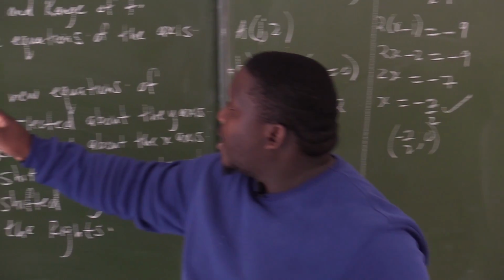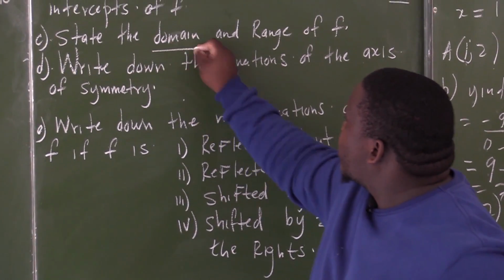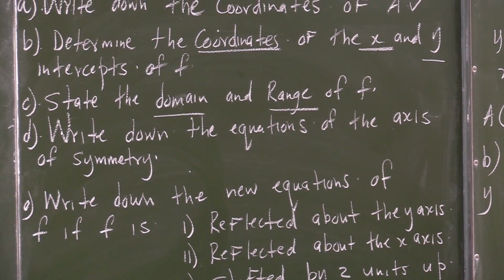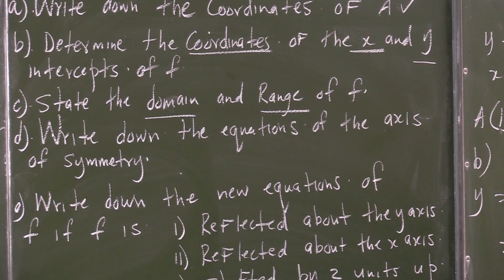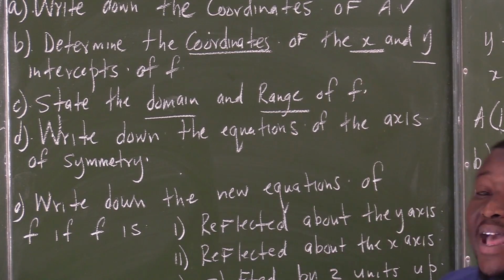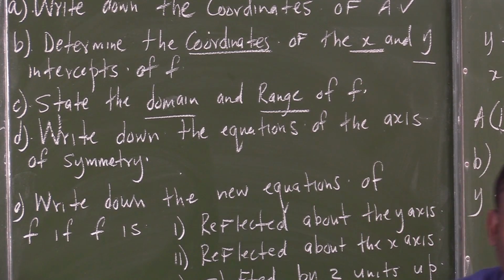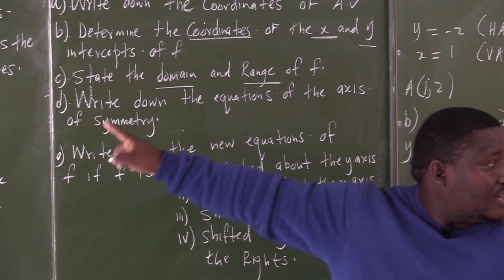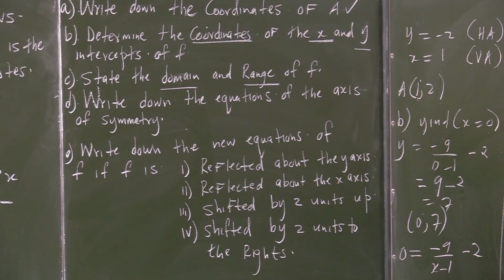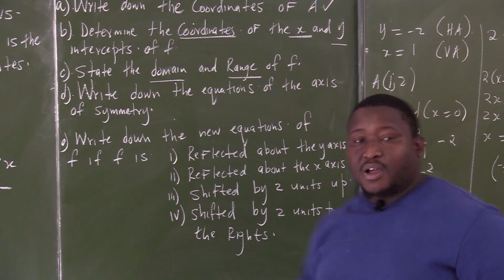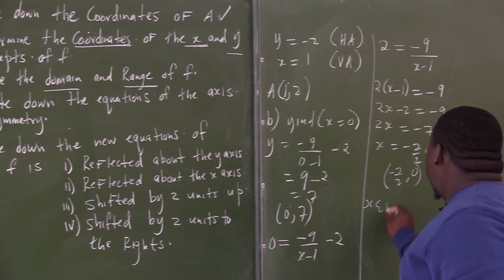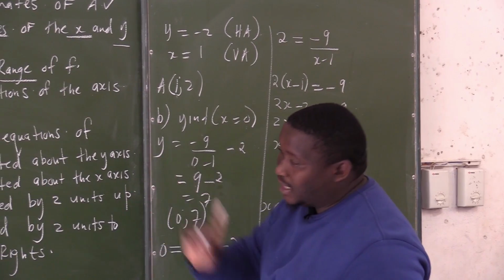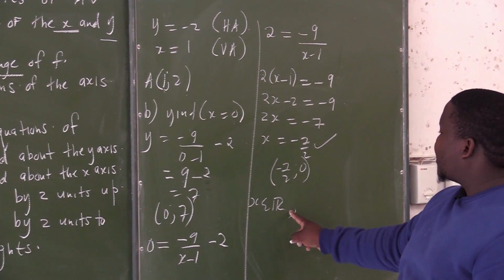Look what is happening here, but now they want us to state the domain and the range. Remember, what is the domain? A domain is a set of all values of x for which your graph is defined. What is the range? A range is a set of all values of y for which your graph is defined. If I am looking at this equation and I am to find the domain of a hyperbola, you are going to say x is an element of real numbers, right? But this graph will not touch or intersect with the vertical asymptote.